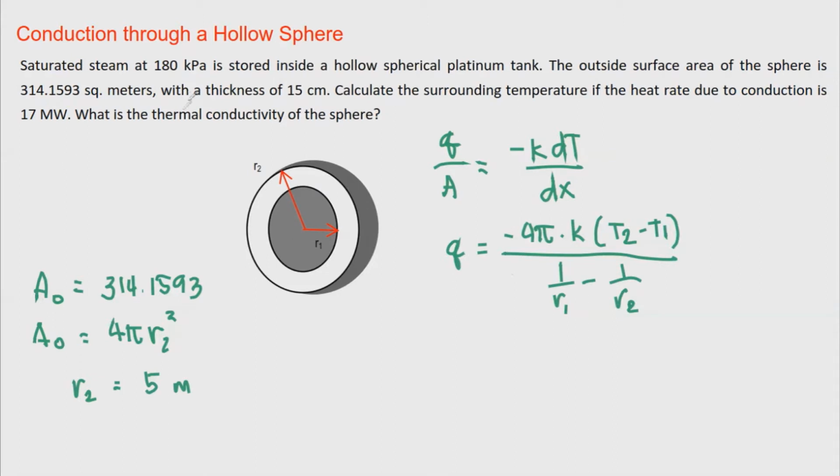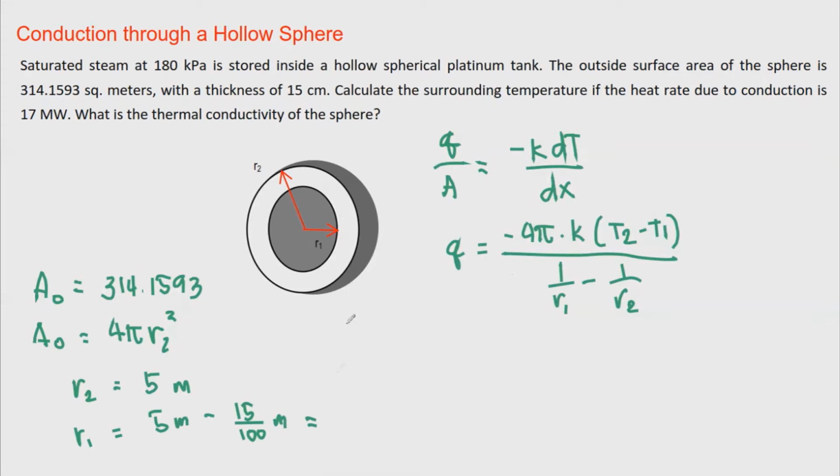And then, if you want to continue solving for R sub 1, it can be solved by simply subtracting the thickness from R sub 2. If you look at the figure, this is R sub 2. So if you subtract the thickness, which is given here as 15 centimeters, then you'll get R sub 1. So that is 5 meters minus 15 centimeters. We need to divide this by 100 so we get the same unit. Therefore, R sub 1 is equal to 5 minus 0.15.